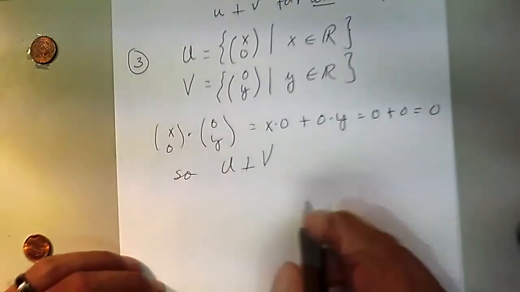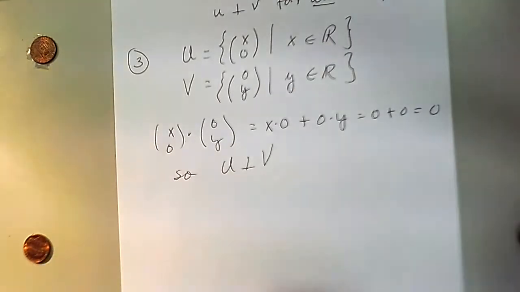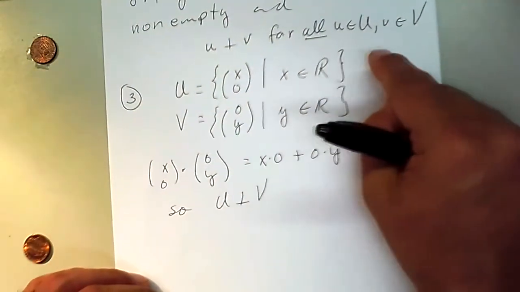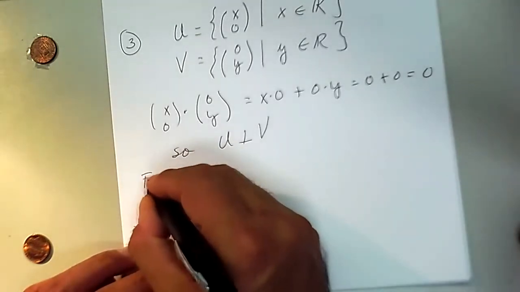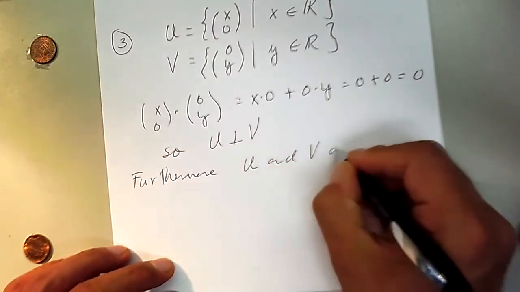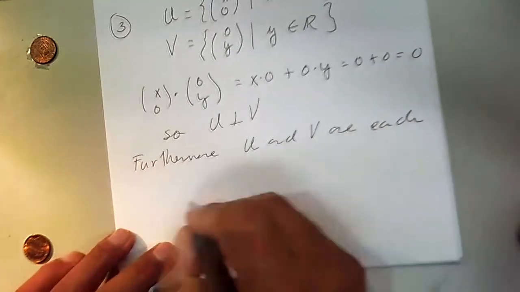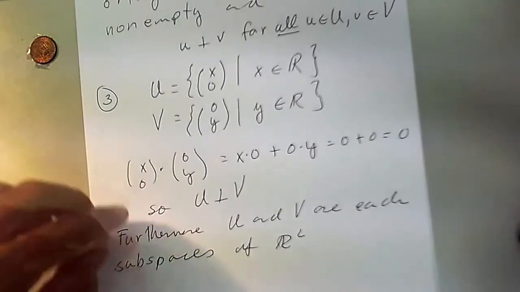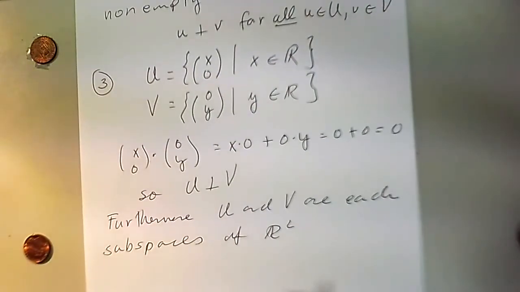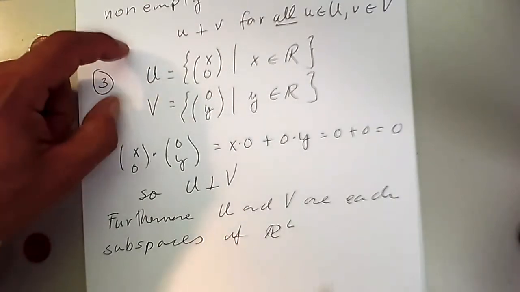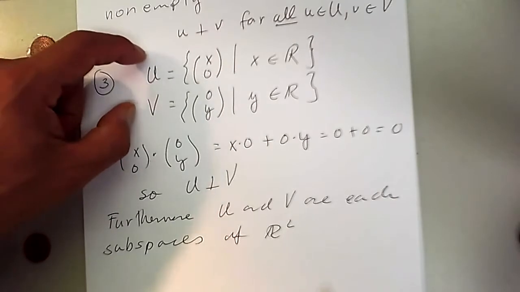Furthermore, U and V are each subspaces of R squared. So not only they're sets, they're subspaces. Now, wait a minute, back up a little bit. However, their union is not all of R squared.